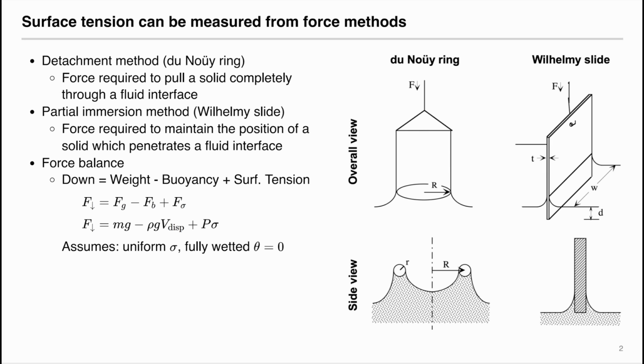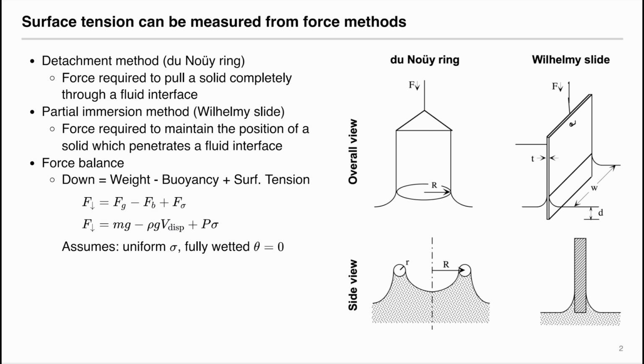Surface tension can be measured from force methods by doing force balances. For example, in the detachment method, we use the Noüy ring, where we measure the force that is required to pull the ring completely through a liquid interface. So we first submerge the ring into the liquid, then we slowly pull the ring out so that we can measure the force at the detachment.